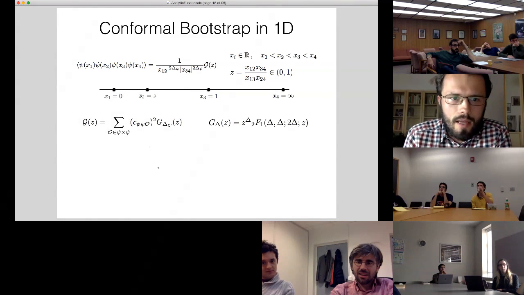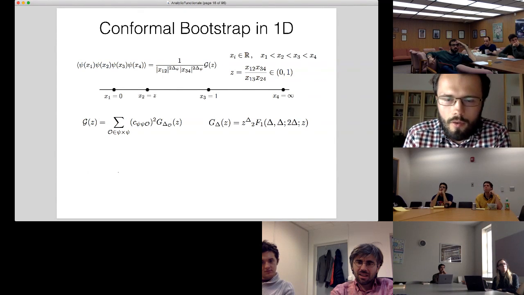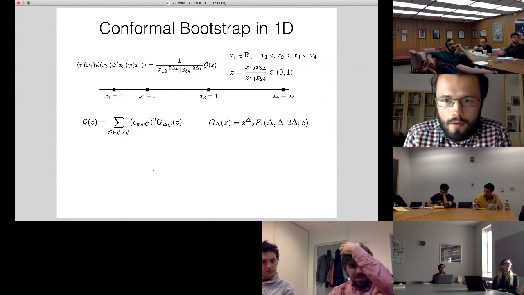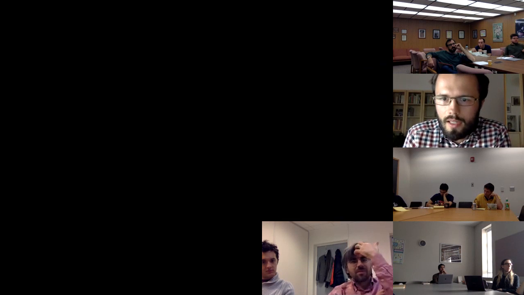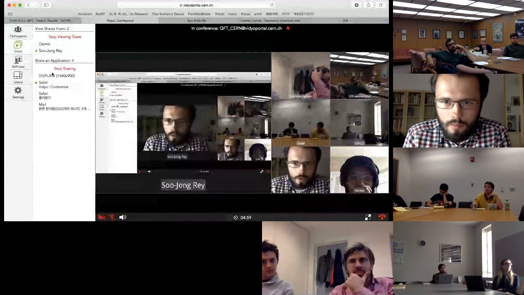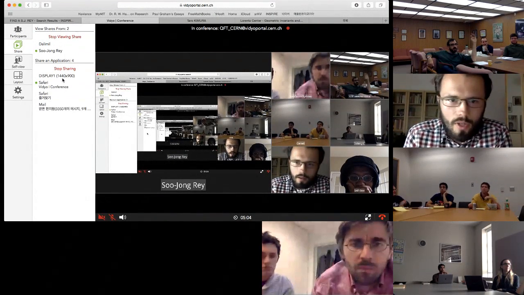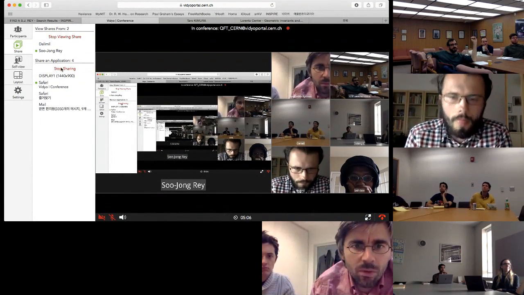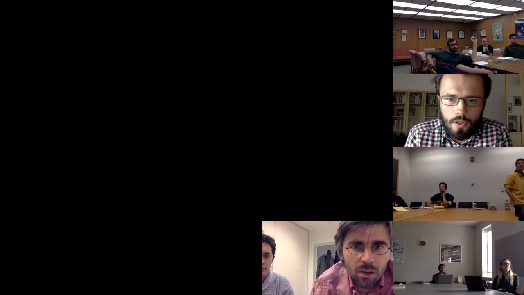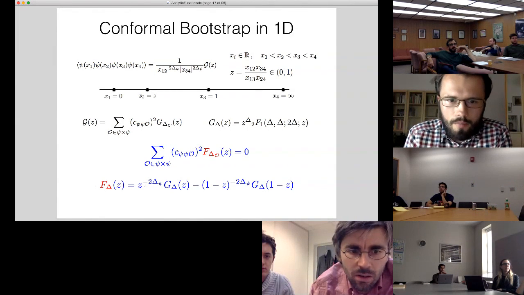And then the conformally invariant part of the four-point function can be expanded using the OPE into conformal blocks. Conformal blocks are this capital G. And they take a very simple form, z to the Δ times a hypergeometric function, which is definitely familiar to you as the chiral block in two dimensions. And then the crossing equation is written here in blue.